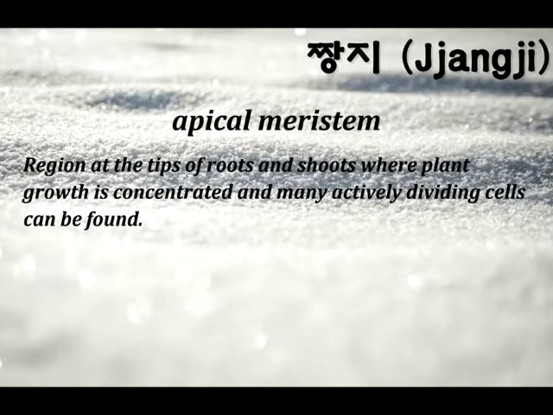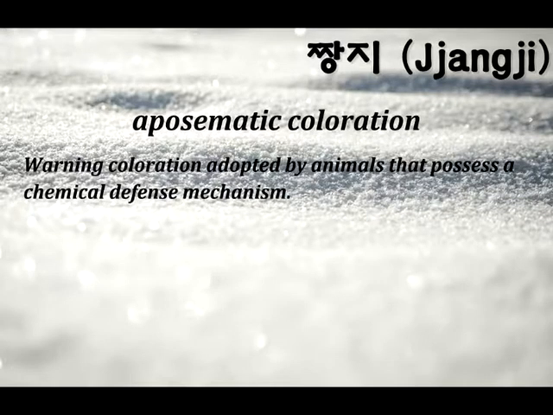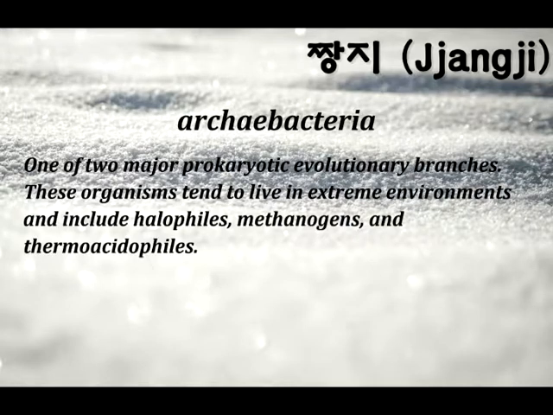Apical meristem, region at the tips of roots and shoots where plant growth is concentrated and many actively dividing cells can be found. Apoplast pathway, movement of water and nutrients through the non-living portion of cells. Aposematic coloration, warning coloration adopted by animals that possess a chemical defense mechanism. Archaebacteria, one of two major prokaryotic evolutionary branches. These organisms tend to live in extreme environments and include halophiles, methanogens, and thermoacidophiles.